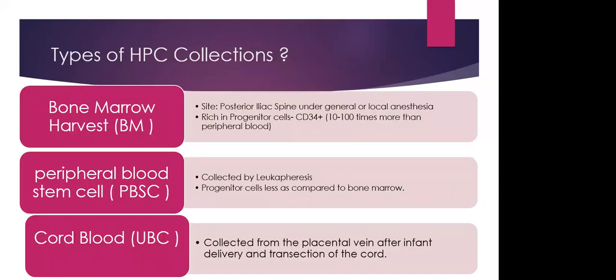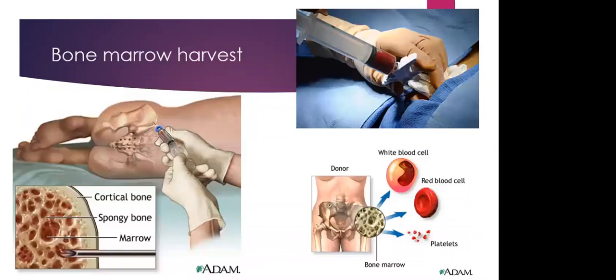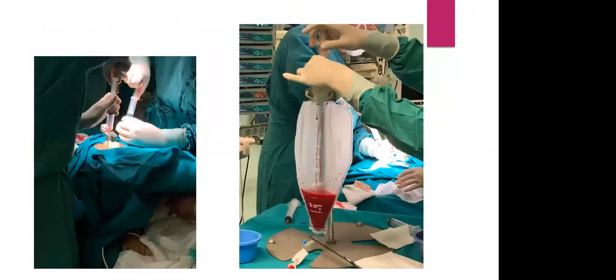Types of HPC collection. There are different ways of collection, such as bone marrow, peripheral blood stem cells, and cord blood. Among all these sources, bone marrow is rich in progenitor cells. This is a picture of bone marrow harvest, in which we collect bone marrow usually from the iliac crest. These are pictures of bone marrow collection.